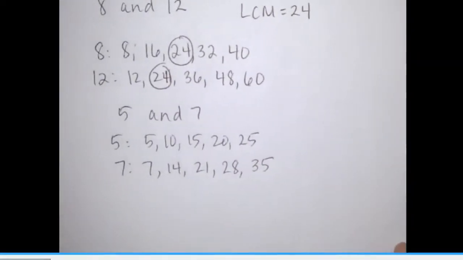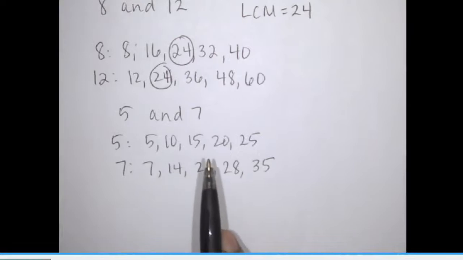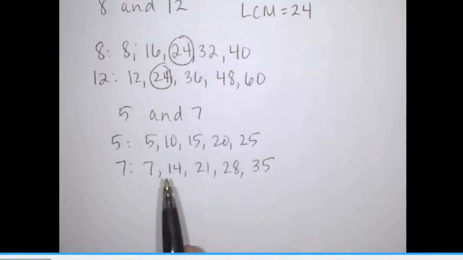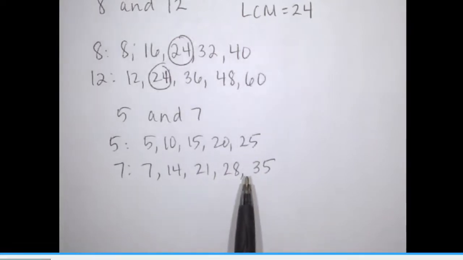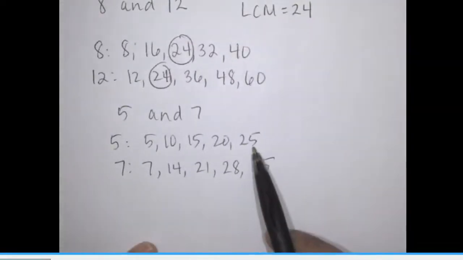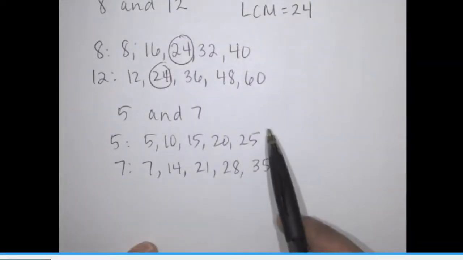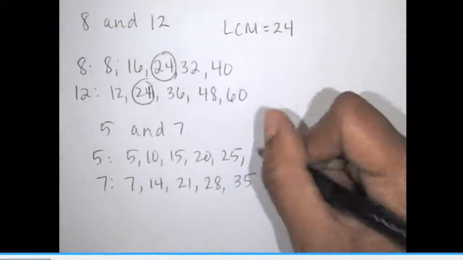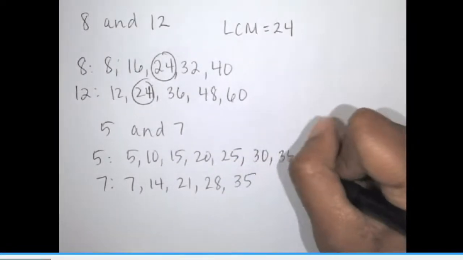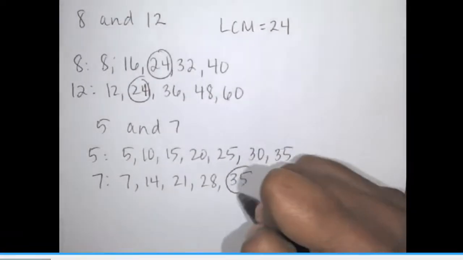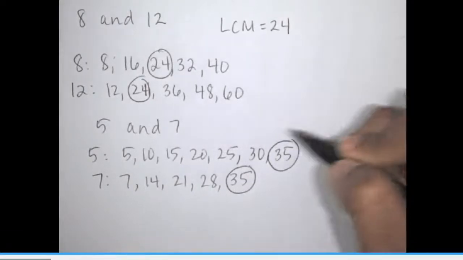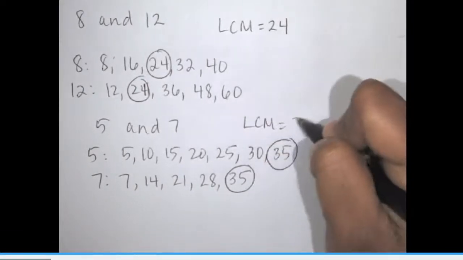Now, as you can see, when I compare these first 5 multiples, I do not see anything that they have in common. So at this point, I have to keep going. So now I'm going to just do 3 or 4 more of my 5s. And then what do you know? 35 is the answer. So our least common multiple of 5 and 7 is going to be 35.